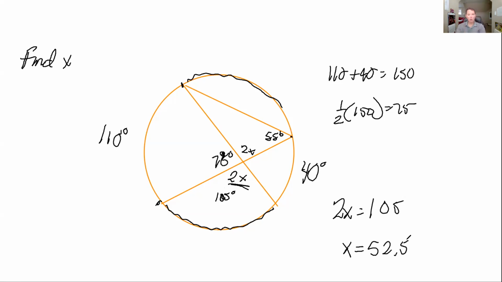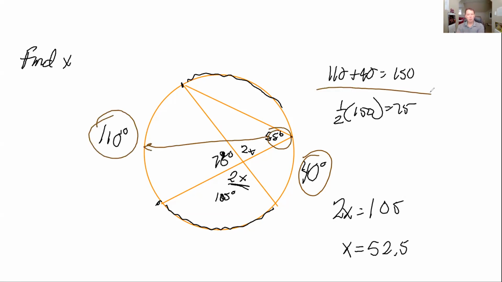Let me remind you, we had this. From 55 degrees, we found 110. We added those up, cut them in half, and got 75 for this angle right here. And then 75 plus 105, we know makes 180. So 2x equals 105, x is 52.5.